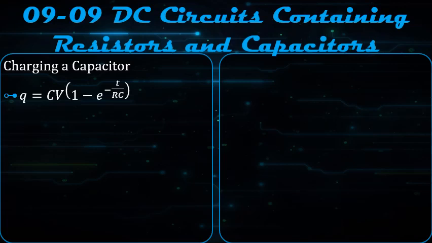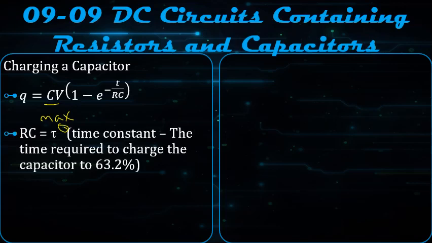So charging a capacitor, the charge equals CV. So that's the maximum charge. This is the max charge of the capacitor times 1 minus e to the negative t over RC. RC we'll call tau, the Greek letter tau, is the time constant, and that is the time required to charge the capacitor to 63.2%. And the CV is the maximum charge on the capacitor.